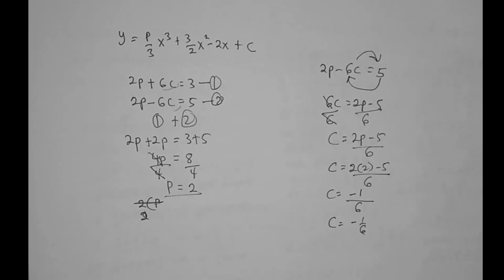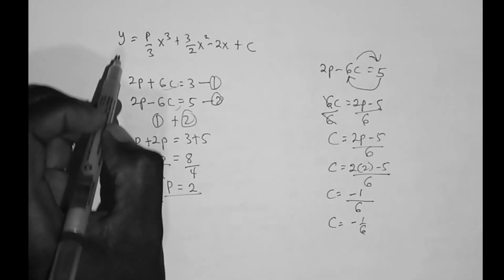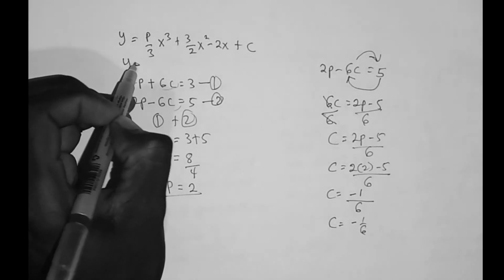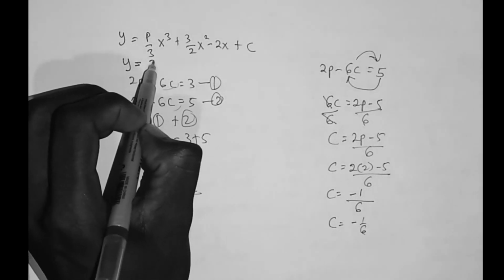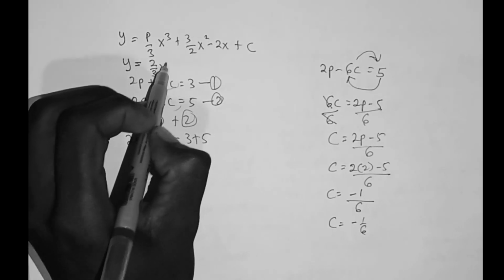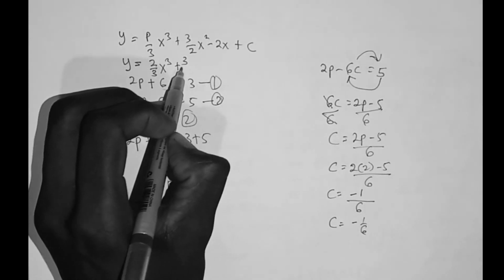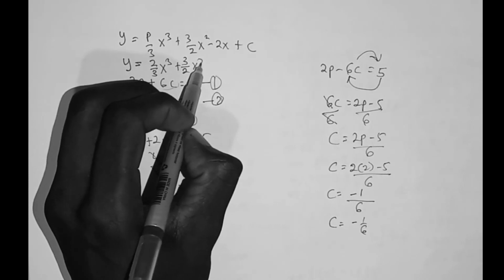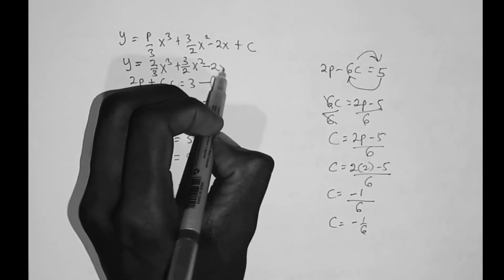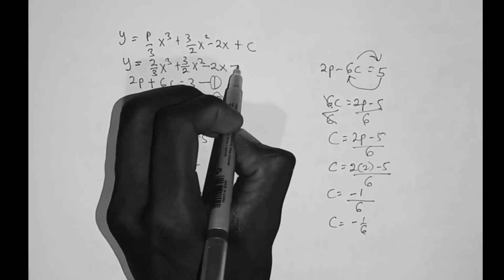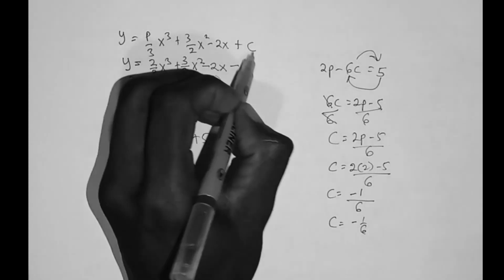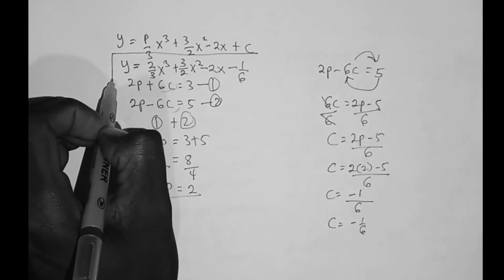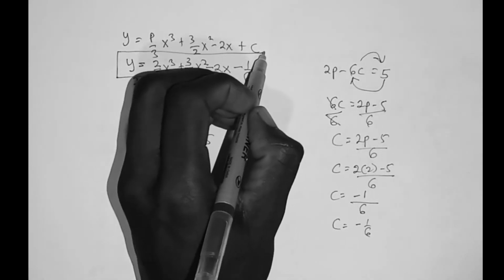So therefore, the question says that we should find the equation of the curve. So the equation of the curve y is equal to 2 over 3 x exponent 3 plus 3 over 2 x exponent 2 minus 2x, then plus c. c is minus 1 over 6. So this is the equation of the curve.